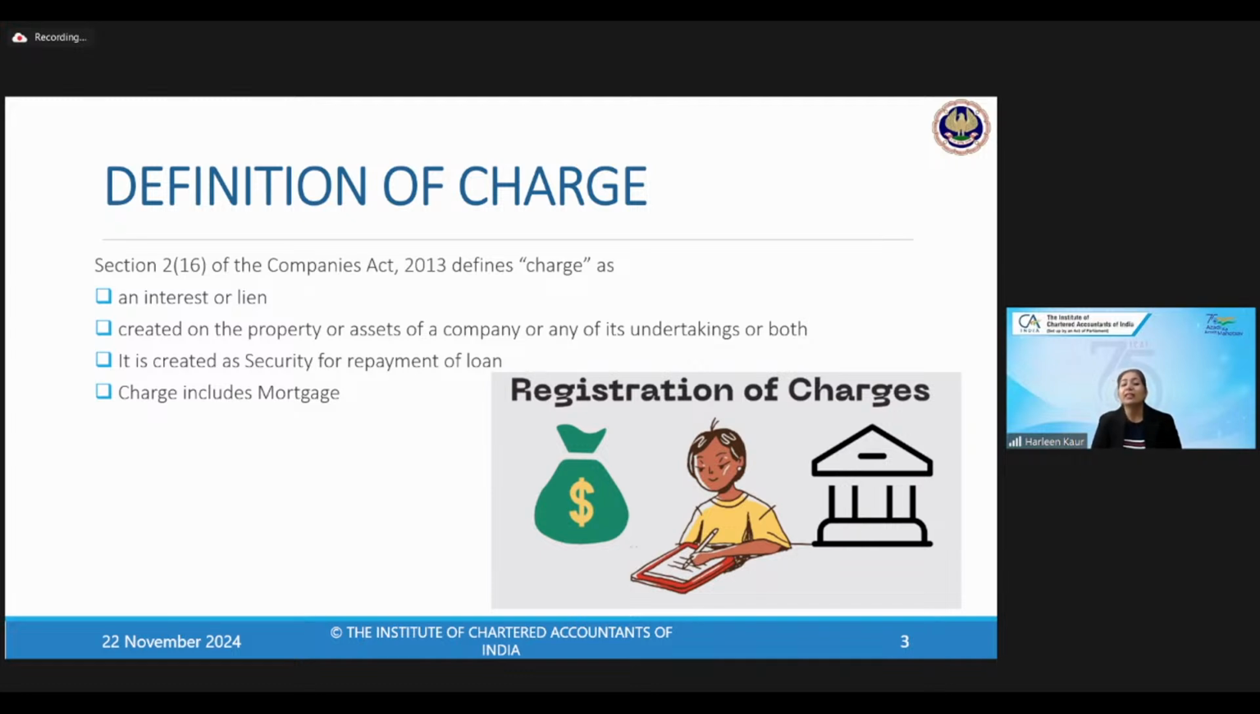So charge includes mortgage, meaning mortgage is also part of the chapter of charge. So charge is more inclusive. It includes mortgage also. Is that clear? Definition of charge is clear to everyone.